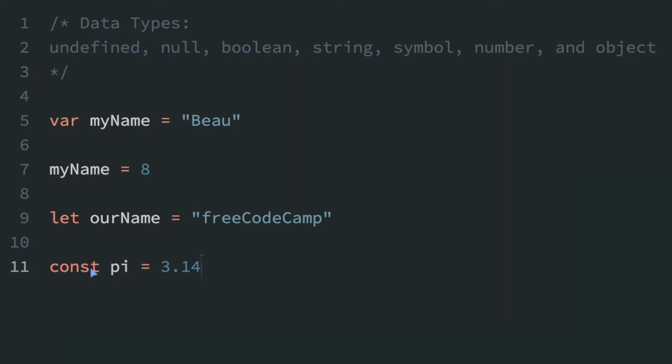It can never change. Like right up here, I declared my name, but then we changed it here. So it started out to be Bo, and we changed it to 8. Const, you can never change it. If you do try to change it, you'll get an error. Okay, that's all for now, but like I said, we'll be talking more about the different types of variables later.